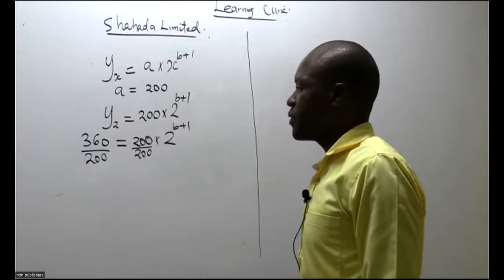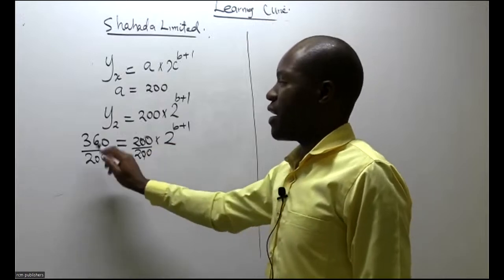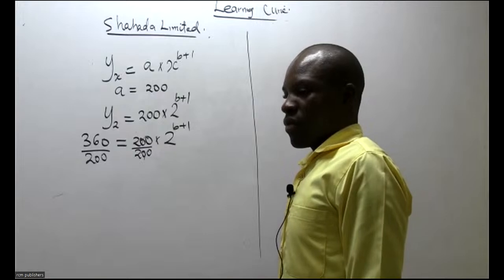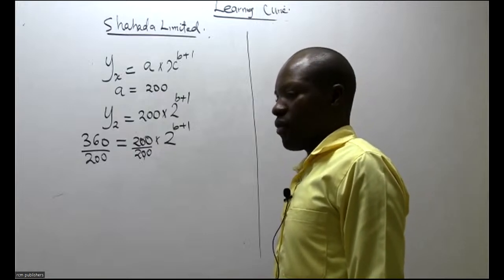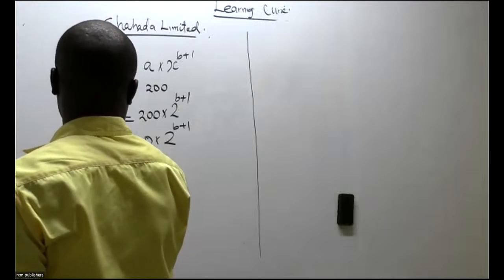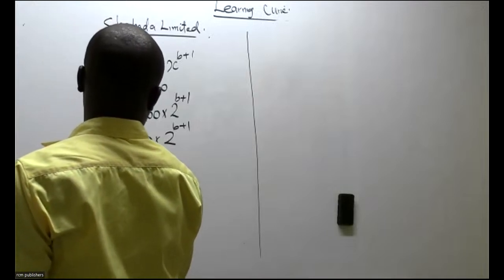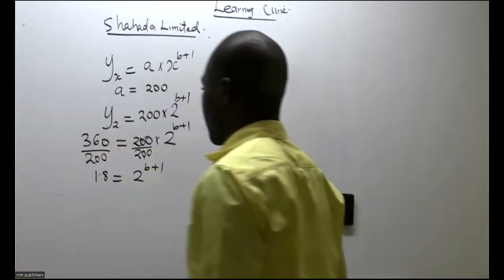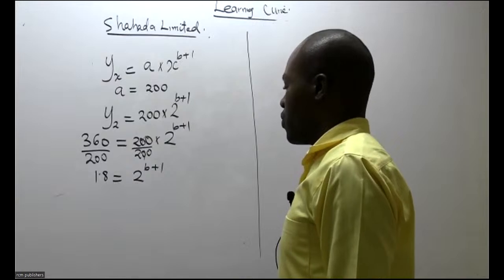What are we going to have? Of course, this one will be 1. How about the other one? We'll be having 1.8. 1.8 is equivalent to 2 raised to power B plus 1. So what do I need to do?